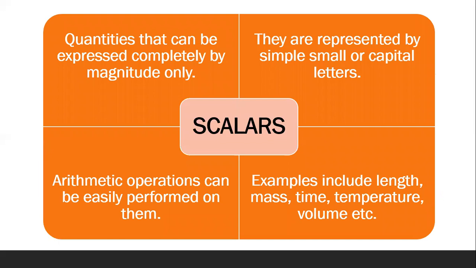What we have learned up till now about scalars is that these are the quantities that can be expressed completely by magnitude, and they are represented by simple small or capital letters. Arithmetic operations can be easily performed on them, like subtraction and addition, and examples include length, mass, time, temperature, etc.